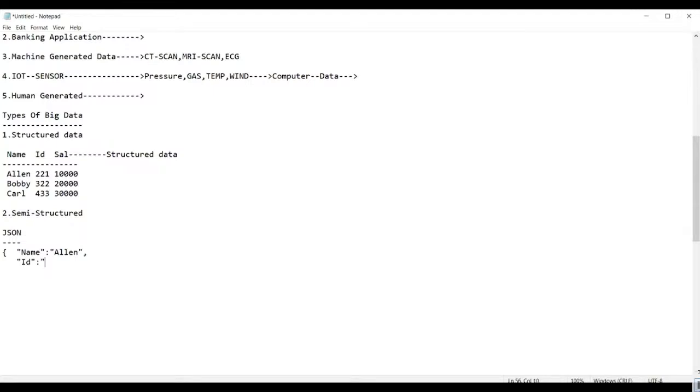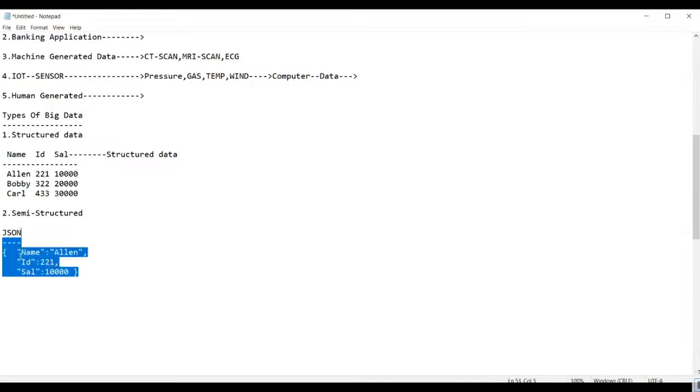ID. Then use it as it's numeric data. Now you can place it normally. Again, under this, what is that? Car. That is salary. This is also numeric data, so you can leave it as it is. Do not place under this. And finally, after this is done, the data is closed with the braces.